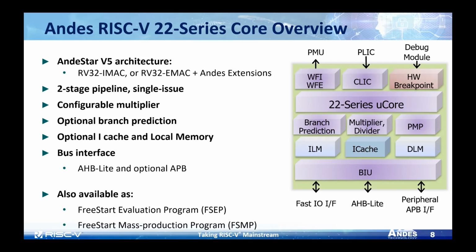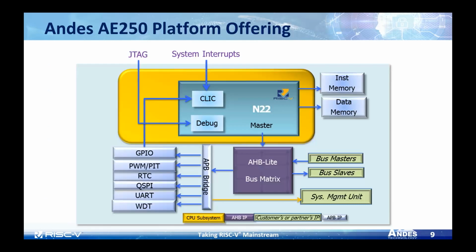If you want to take it out, we also have a free starter MCU program for this. With the free starter program, we are also offering you some peripherals. So you have not only the N22 core, but also a bus matrix, an APB bridge with some GPIO, real-time clock, quad SPI, and UART to connect peripherals easily. And the green boxes are where you can add additional accelerators if you want.